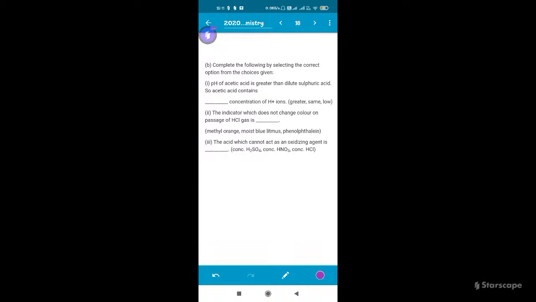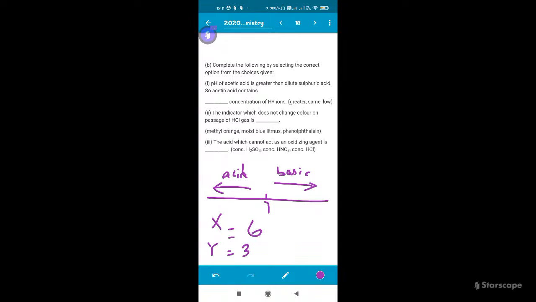Now let me tell you one thing. We have a pH scale in which 7 means neutral. Below 7 it means it is acidic in nature, and if it is above 7 it will mean it is basic in nature. So now if there are two compounds X and Y, X has a pH of 6 and Y has a pH of 3, which one will be more acidic? As we are moving from 1 to 7 like this, the acidity is decreasing, right? Because at 7 it is becoming neutral. So out of X and Y, Y will be the more acidic compound.